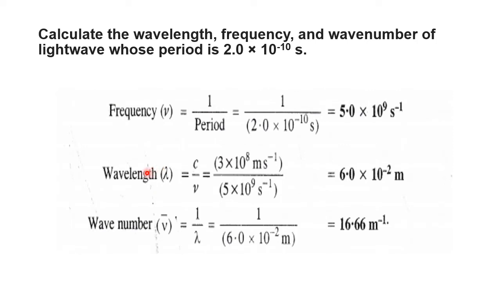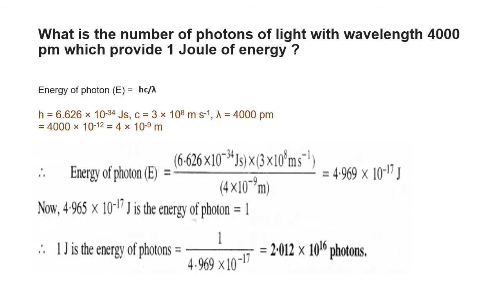What is wavelength? Wavelength equal to c by frequency, c by nu. c is the speed of light, we know it is a constant value. Nu just now we have calculated. Simplify: 6 into 10 to the power minus 2 meter, because per second gets cancelled and meter is the unit for this wavelength. Now wave number is the reciprocal of wavelength. So nu bar equal to 1 by lambda. After the simplification, 16.66 per meter is the wave number for this wave. These are all basic calculations.